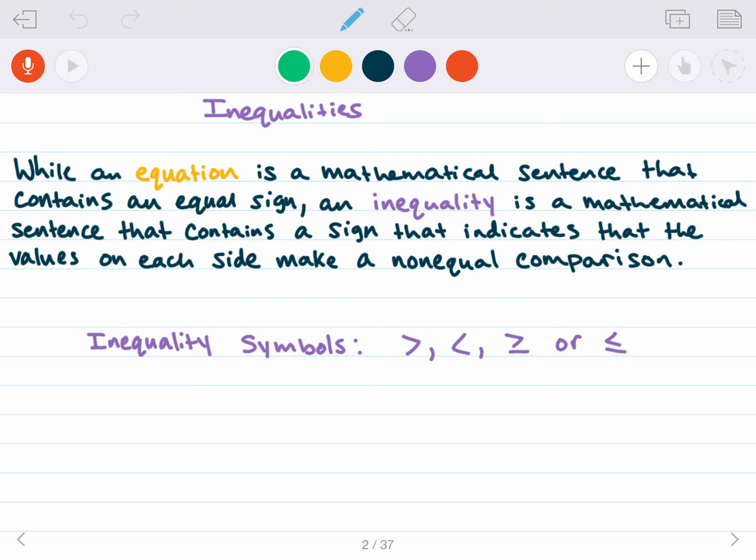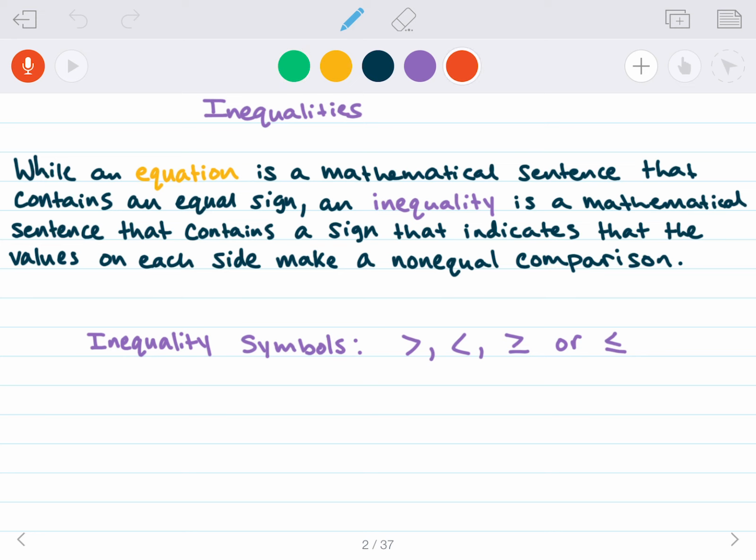Now an equation is a mathematical sentence that contains an equal sign, right? But an inequality is a mathematical sentence that contains a sign other than an equal sign. So it indicates that the values on each side make a non-equal comparison. So the prefix in an inequality means not, basically, not equality.